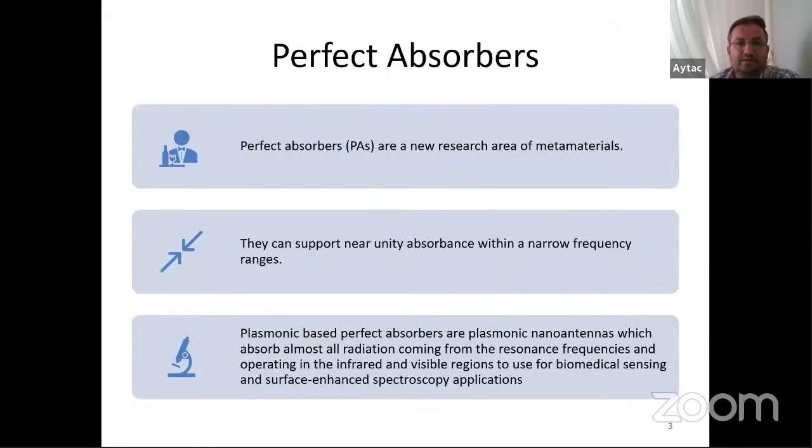So what is a perfect absorber? This is a new research area of metamaterials. This is a nano antenna array model, and they can support near unity absorbance within a narrow frequency range. Plasmonic perfect absorbers are plasmonic nanoantennas that absorb almost all radiation or light coming in at the resonance frequencies, and they operate in the infrared and visible regions for biomedical sensing applications or surface enhanced spectroscopy applications.